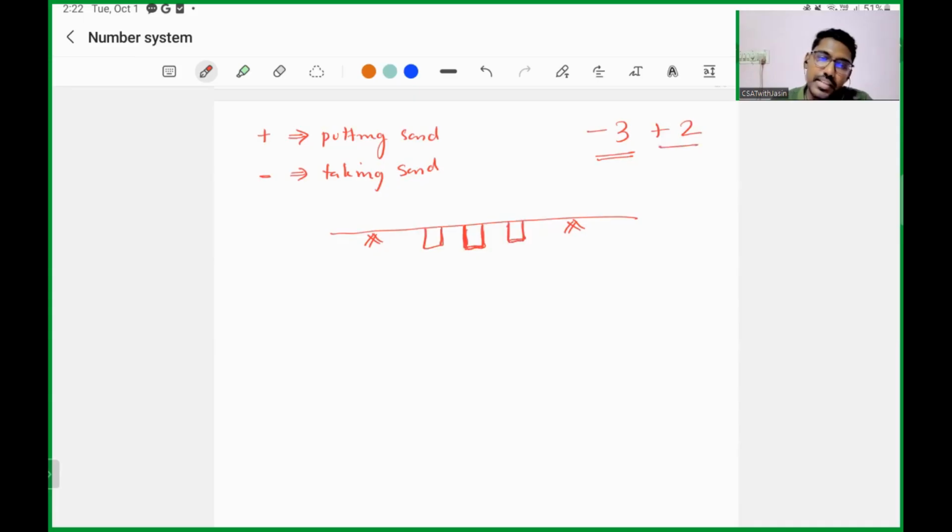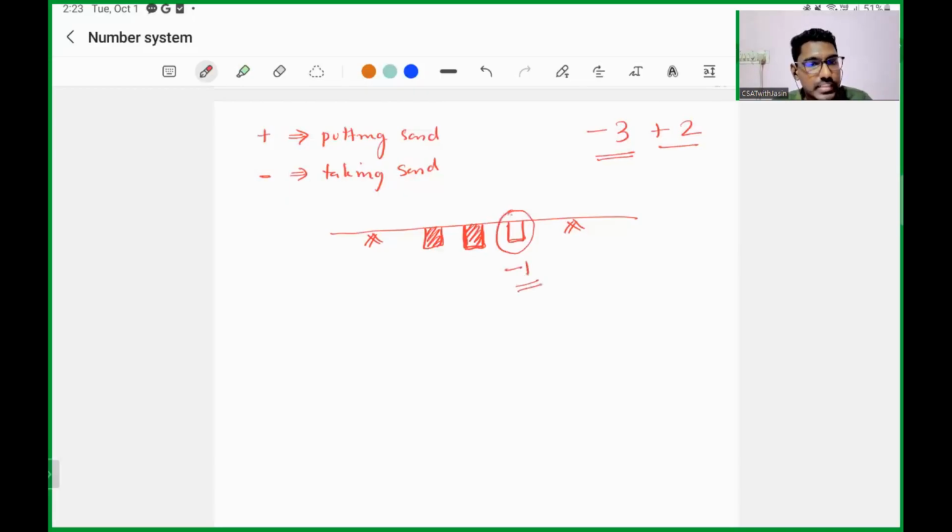Now it is plus 2. Plus 2 means I am putting some sand. So plus 2 means I am putting 2 buckets of sand. So I filled this hole with 1 bucket of sand. I again filled another hole with 1 bucket of sand. So that is plus 2. 2 buckets of sand I filled. Now you have 1 hole left. So the answer will be minus 1.